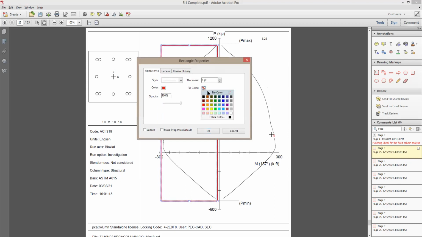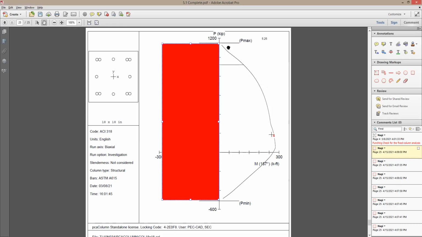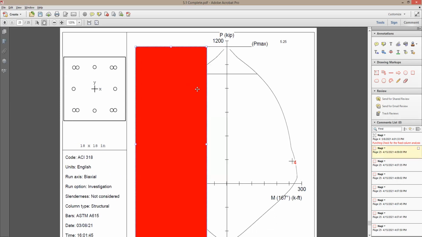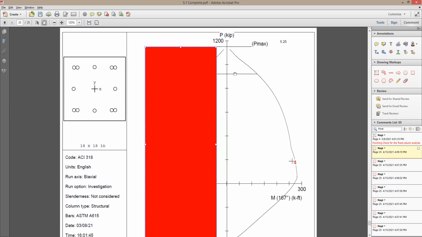You can just cover this here, let's say in red, and say, don't worry about this side. It's just going to be working on this side. You understand that this is going to be the compression side and this is going to be the tension side? Yes. And then you see here that there is a line on the top. This line here is going to be for phi Pn when you have axial load with a small eccentricity.